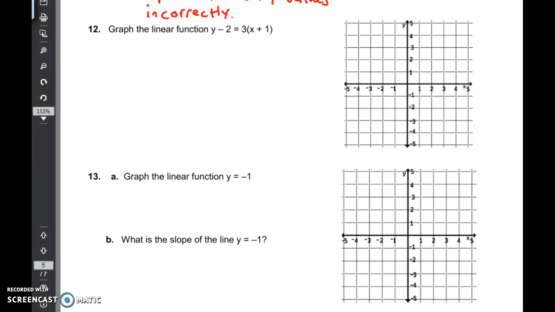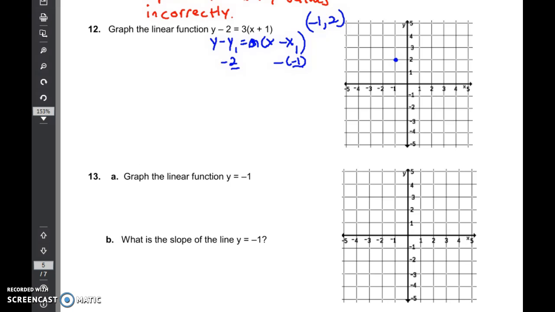Number 12, graph the function. Now, this is in point slope form. We didn't graph a whole lot in point slope, but remember that it's y minus y equals m, sorry, m times x minus x. So this point, negative 1, 2 is on the graph.